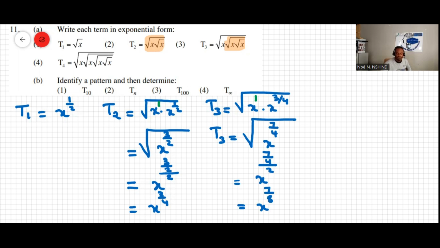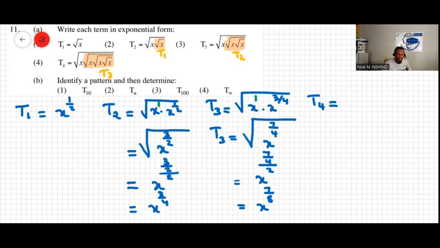Okay, so term 4. Term 4 is basically everything here, which is term 3. All this here is just term 3. Like here it was term 2, and then this part was just term 1.